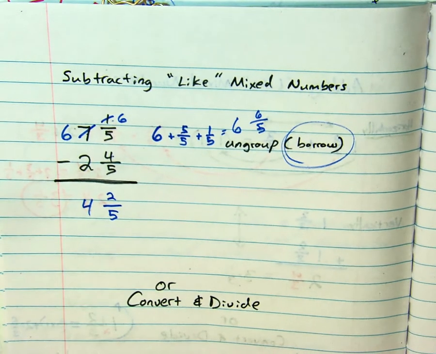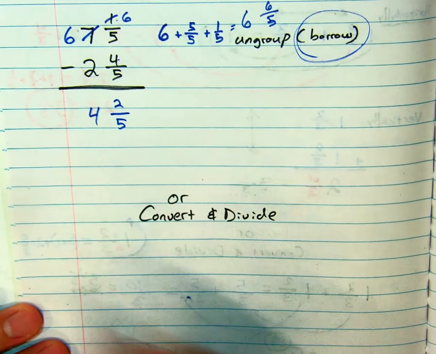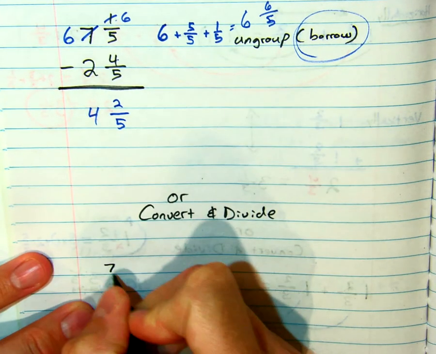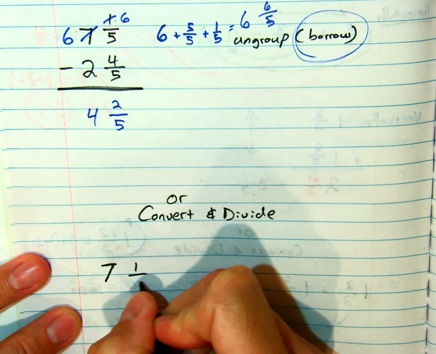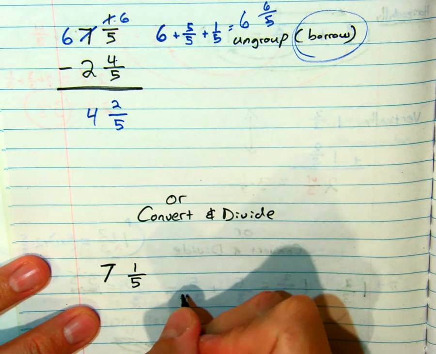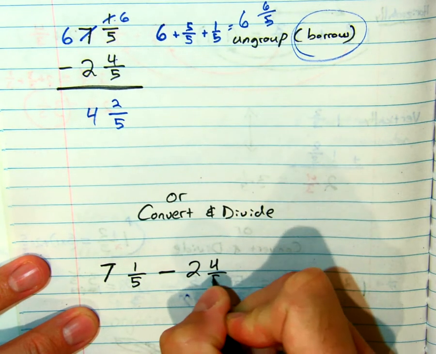Next up, pretty similar to what we did with adding. Let's do 7 and 1/5. Let's do the same problem so we know where the answer is going to lead. Minus 2 and 4/5 equals.